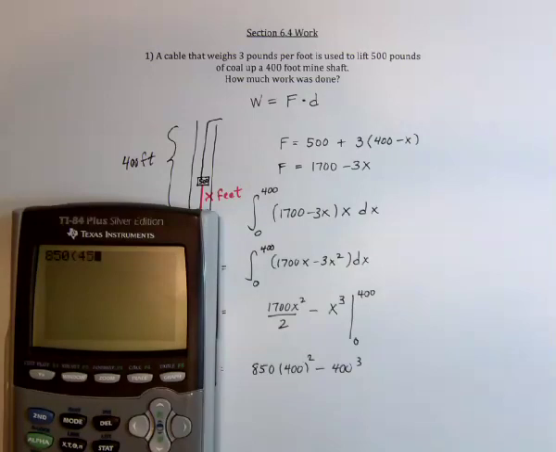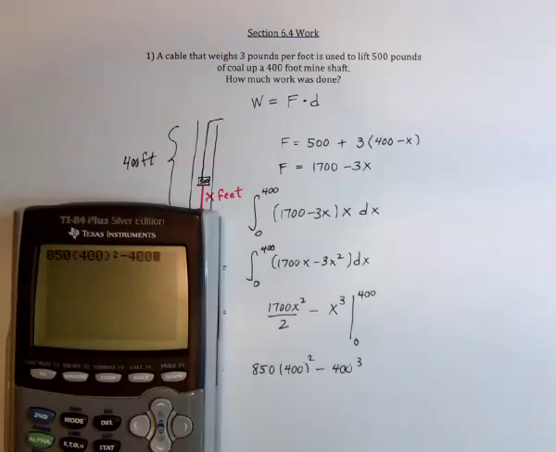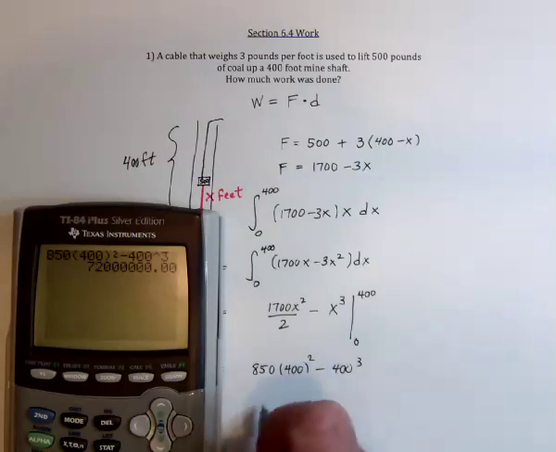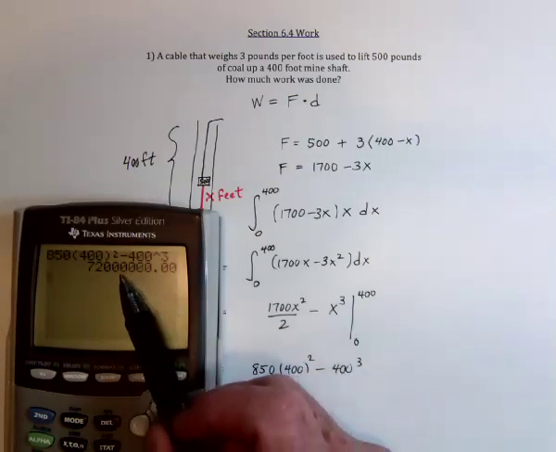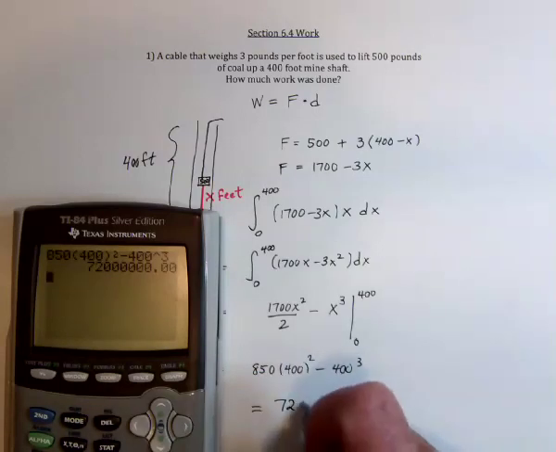850, and then 400 squared minus 400 cubed is a lot. Don't try that at home. 72. How many zeros is that? 1, 2, 3, 4, 5, 6. So 72 million.